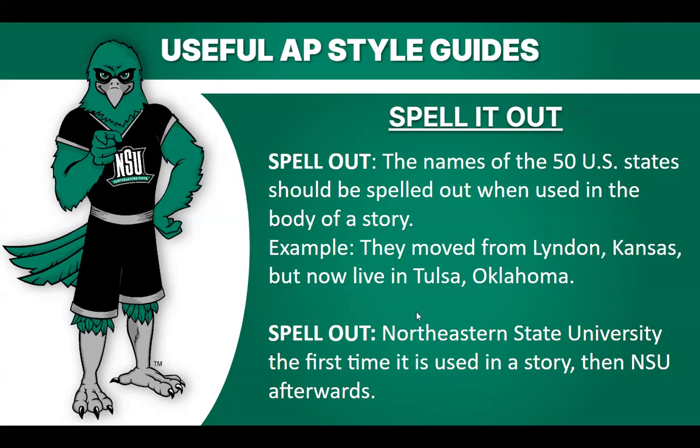Spell it out. We spell out the names of all U.S. states when used in the body of a story. Example, they moved from Linden, Kansas, but now live in Tulsa, Oklahoma. So Kansas is spelled out, Oklahoma is spelled out. Spell out the name of our college, Northeastern State University, the first time it is used in a story, and then we use NSU afterwards.